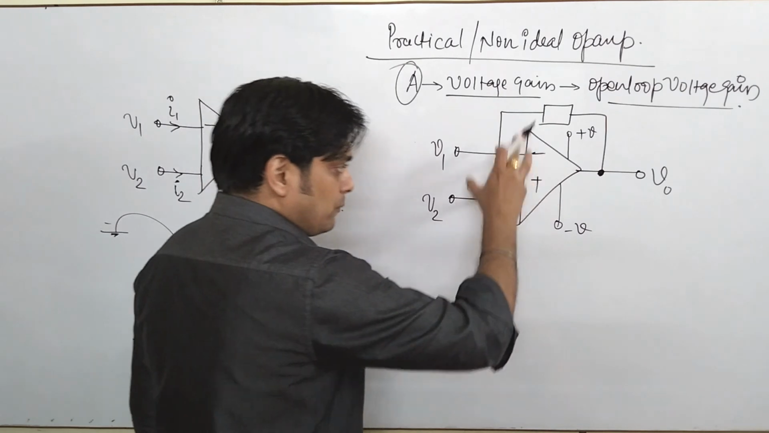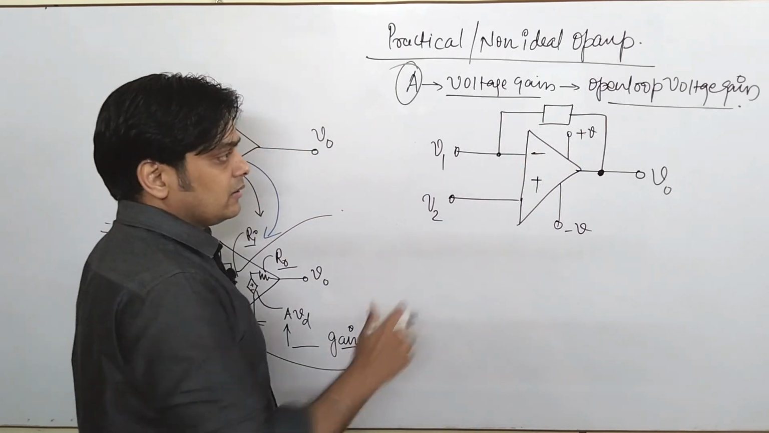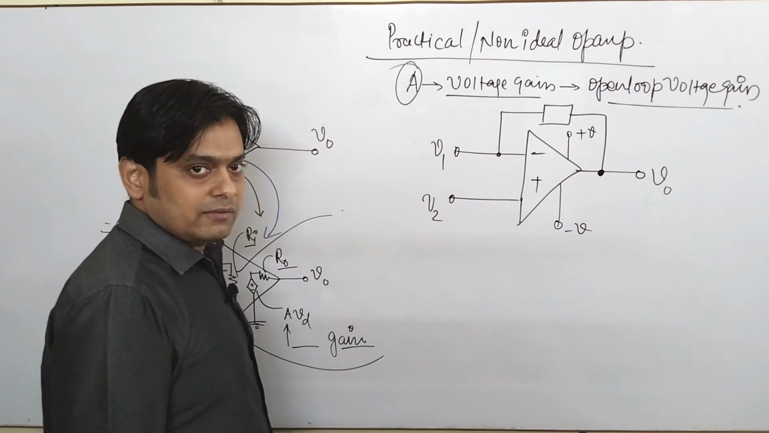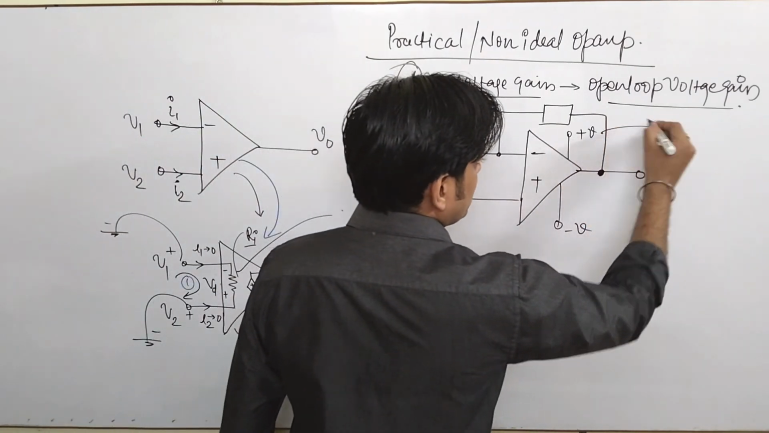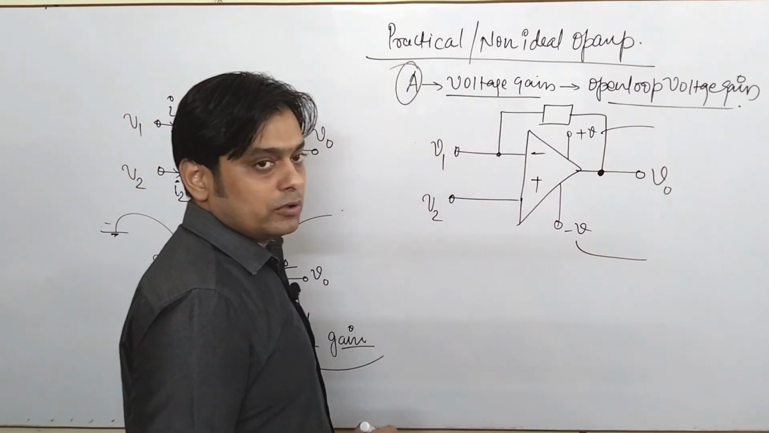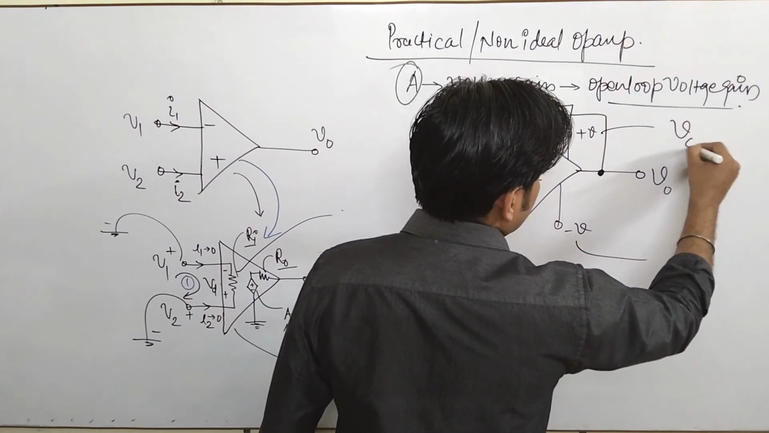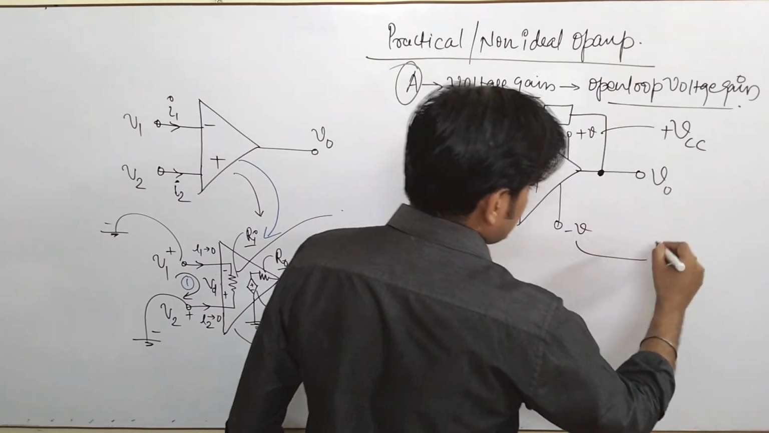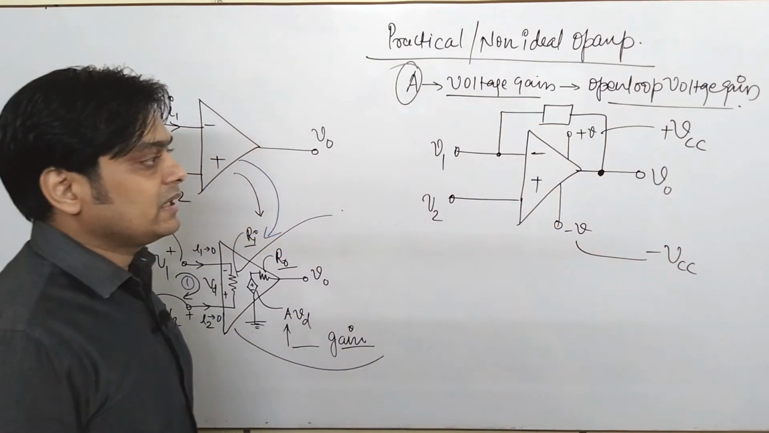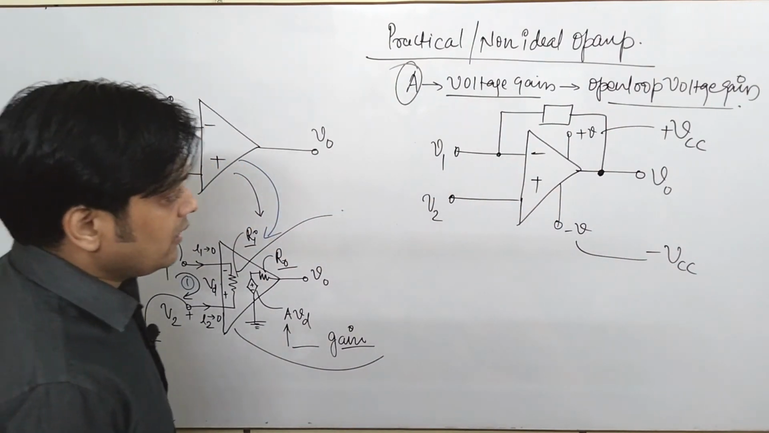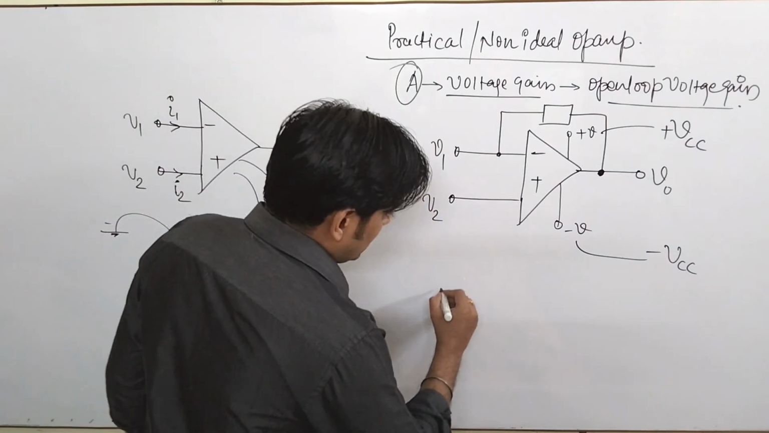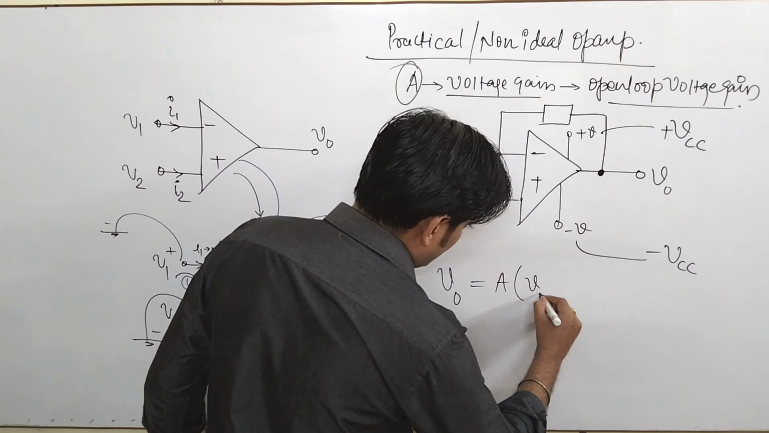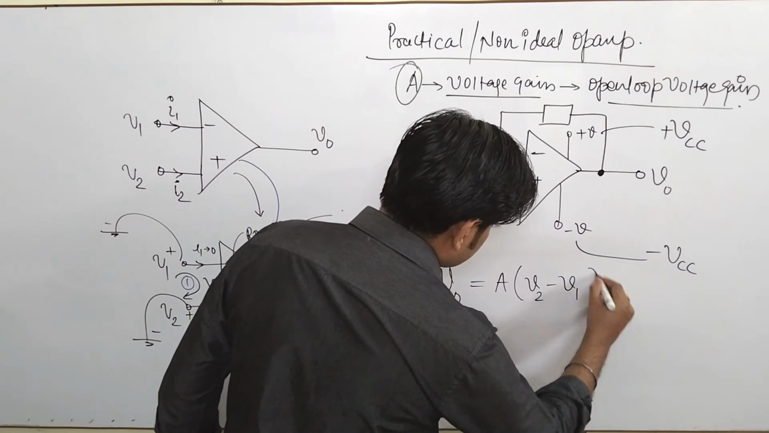To control the operation of the amplifier by applying feedback, we have to power the op-amp with some voltage. This voltage is known as power supply voltage, and it is also denoted by VCC. For this it is plus VCC, for this it is minus VCC. So as I told you, the value of V0 is A(V2 minus V1).